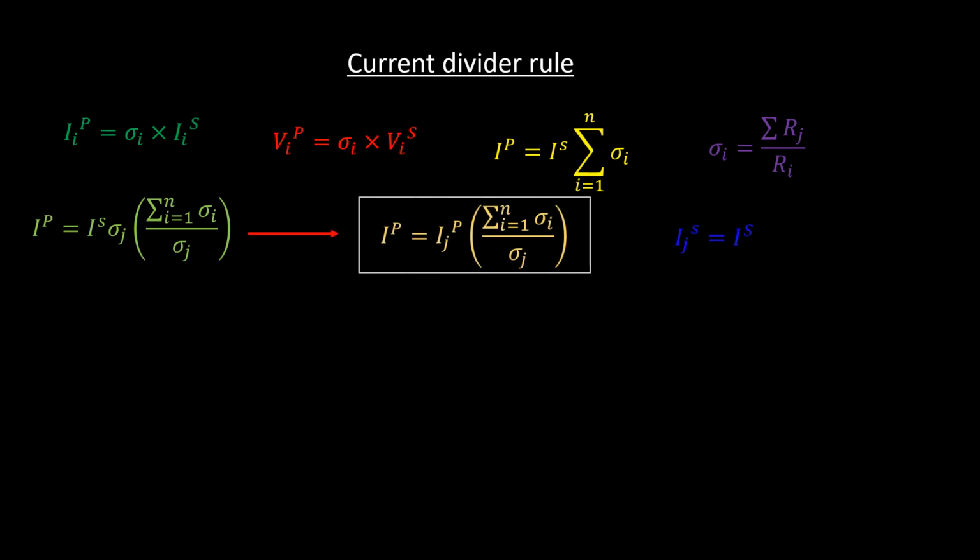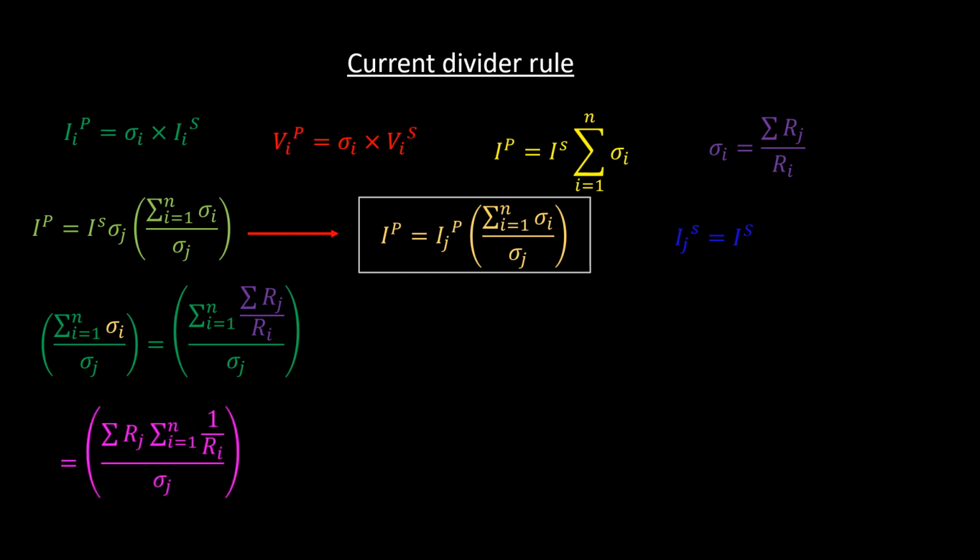This is the more general form of the current divider rule in terms of sigma, but once more, let's express it in a form that you are familiar with. To do that, we need only worry about the term in the bracket. It is given by the following expression, where we have replaced sigma i with the sum of Rj over Ri. Rj is a constant with respect to i, so let's push it out of the summation to have this. For parallel connections, this summation over i is equal to 1 over the equivalent resistance.